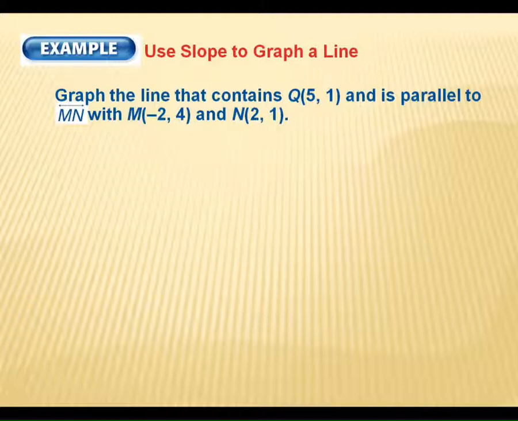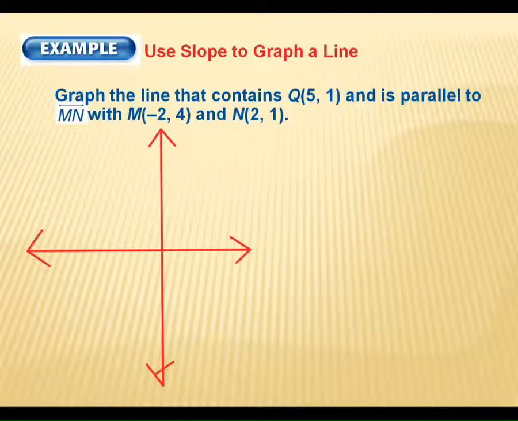So if I have graphed the line that goes through 5, 1 and is parallel with this MN that goes through those points. I want it to go through 5, 1. So I'm going to go to 5, 1 on my coordinate plane and put a point. I want it to go through that point, and I want it to be parallel to MN, which goes through -2, 4 and 2, 1, somewhere about here.